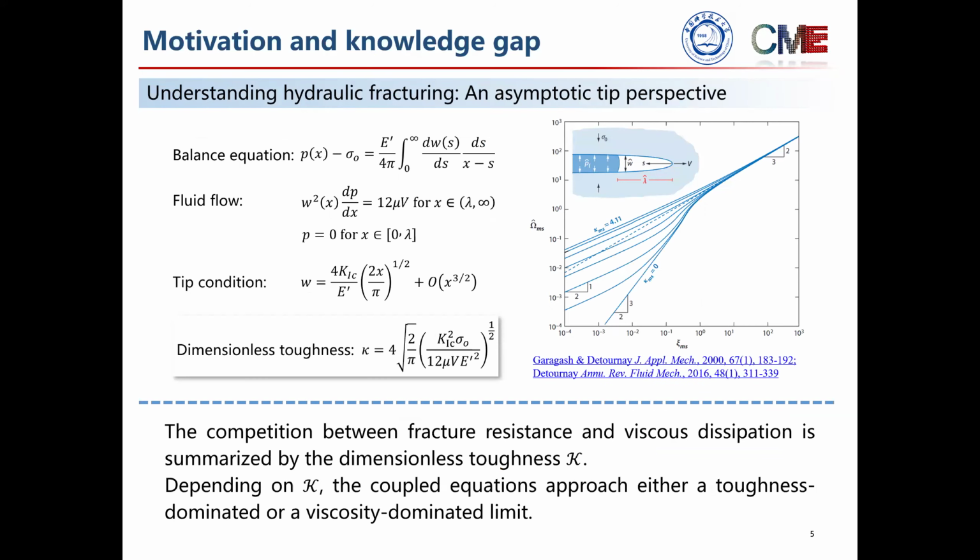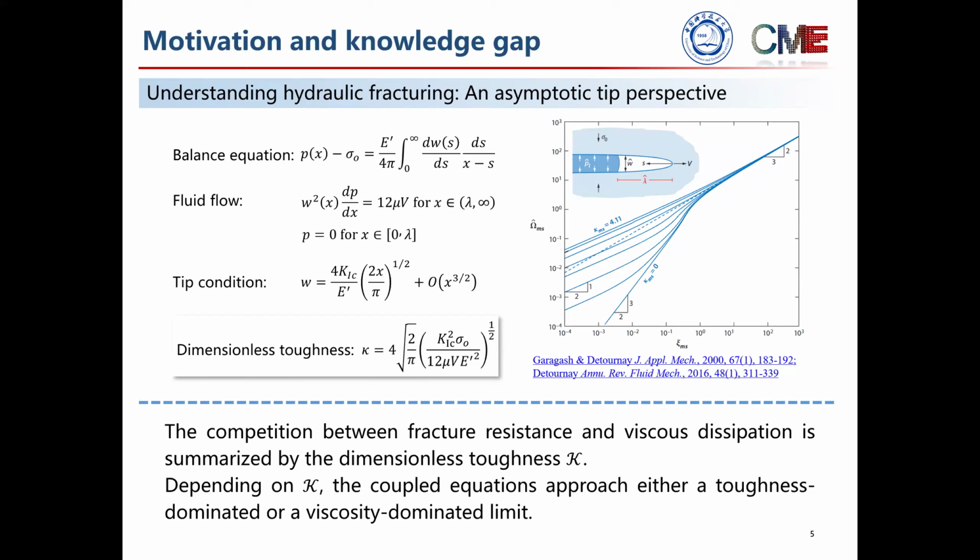Let me briefly recall the classical homogeneous picture. In plane strain, the fracture opening and pressure are linked through the elastic balance equation. The fluid flow is governed by lubrication theory, so a pressure gradient drives viscous flow inside the fracture. At the fracture tip, linear elastic fracture mechanics gives the familiar square root opening asymptote controlled by fracture toughness. The competition between the energetic cost of creating new fracture surface and viscous dissipation in the fluid can be summarized by a dimensionless toughness, which I denote here by calligraphic K.